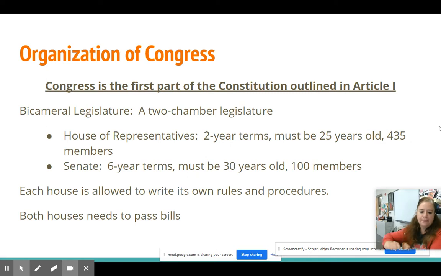Okay, so now the meat and potatoes. The first section of the unit is on the organization of Congress. And something to just know is that Congress is in the Constitution, and it's outlined in Article 1 of the Constitution. So being that it's Article 1, what do you guys think? Is it pretty important?